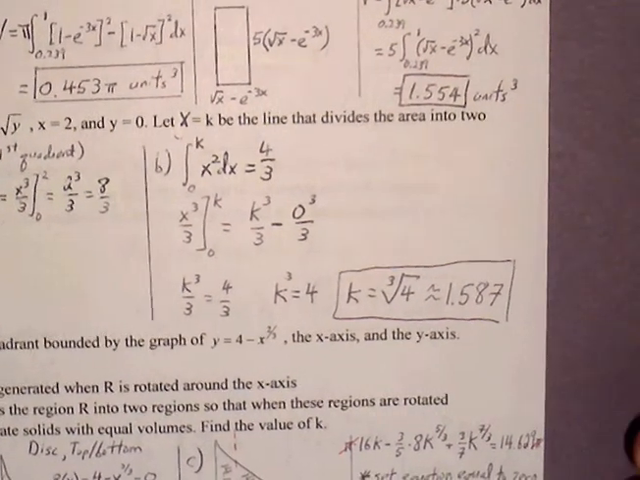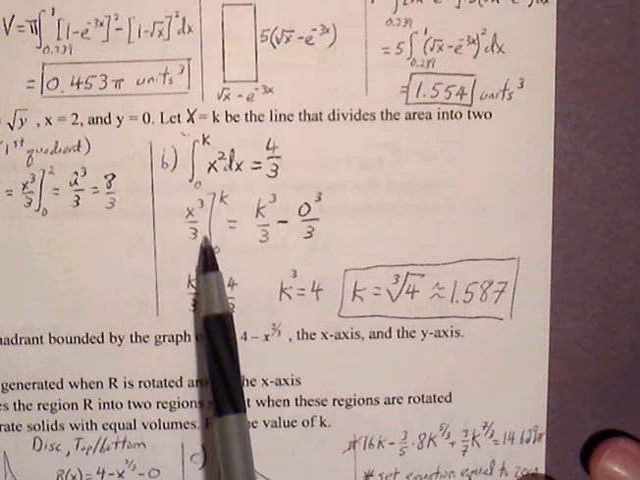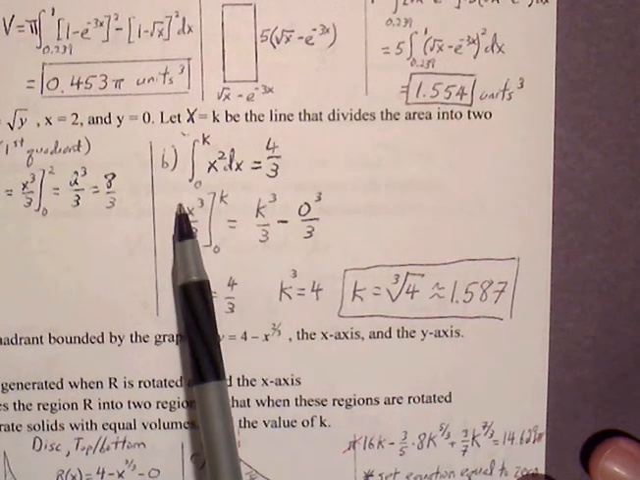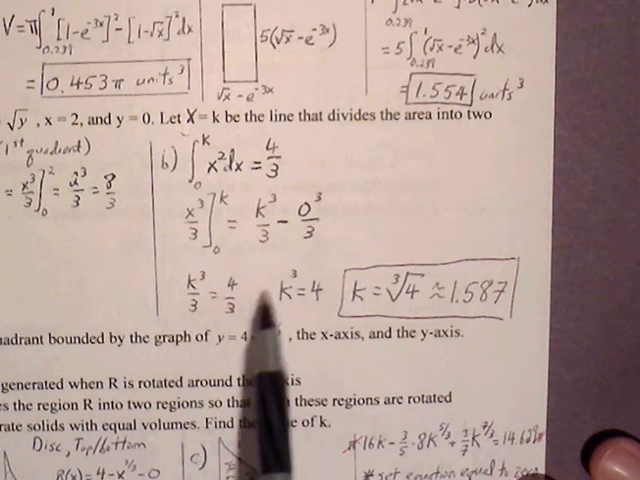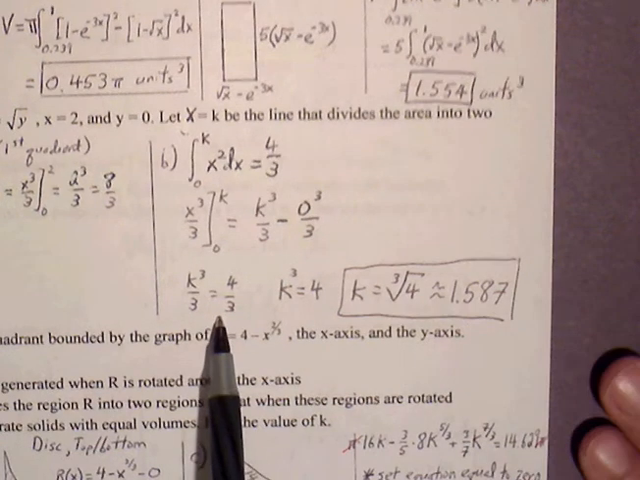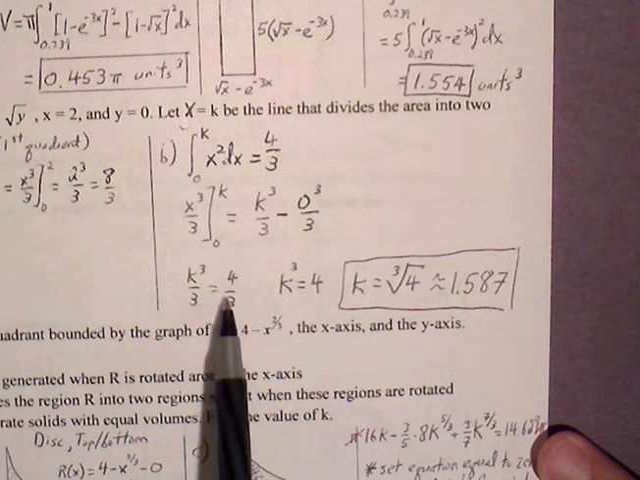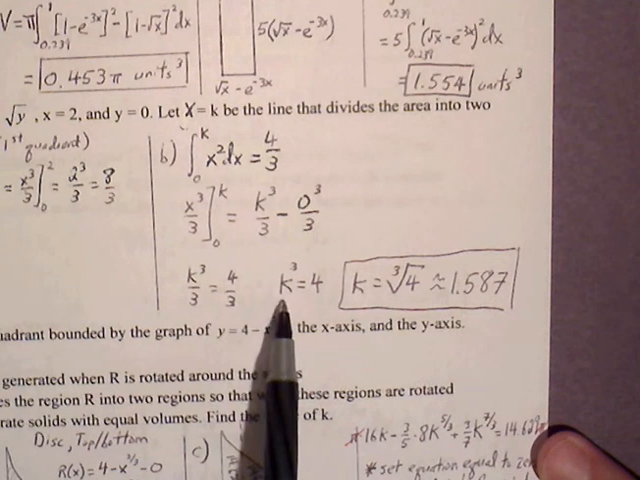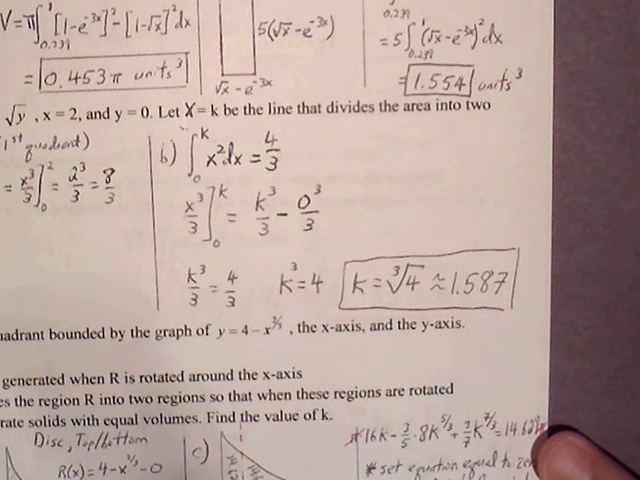Okay, and so we can simply go through power rule again. X cubed over 3, plug in our upper bound, then our lower bound, we get k cubed over 3 minus 0. And so we can set k cubed over 3 equal to the area that we know for that region, which is 4/3. And then we can cross multiply, cancel out the 3's. K cubed is equal to 4, so therefore k is equal to the cube root of 4, which is 1.587.